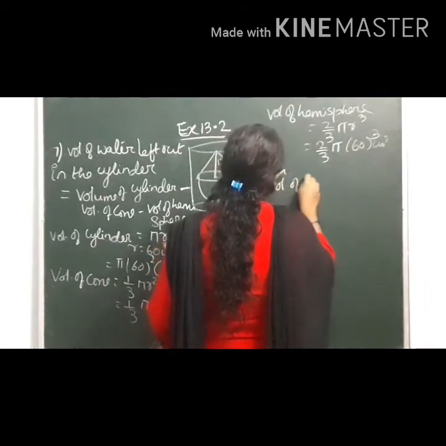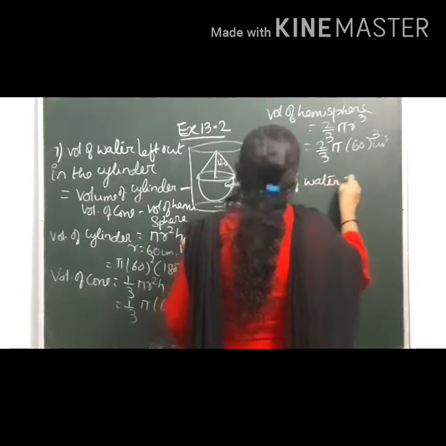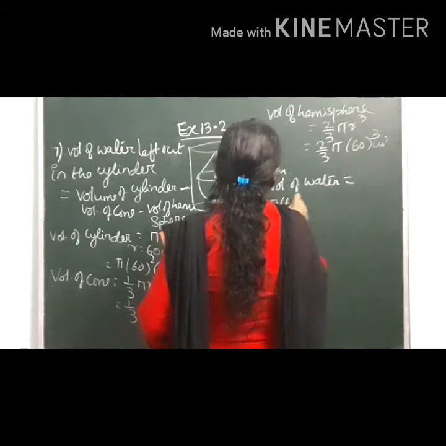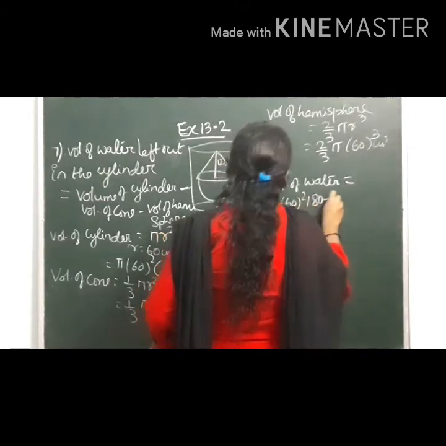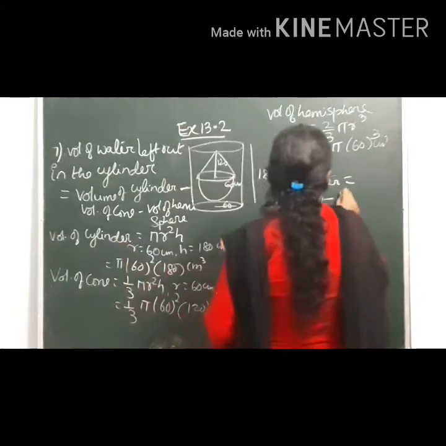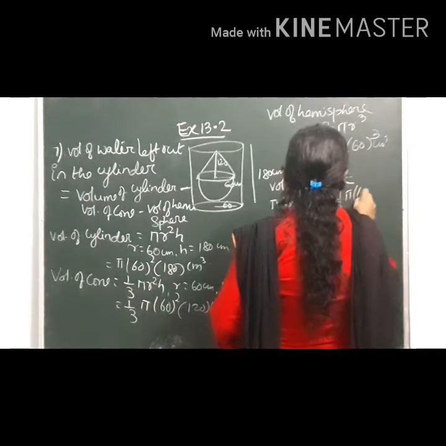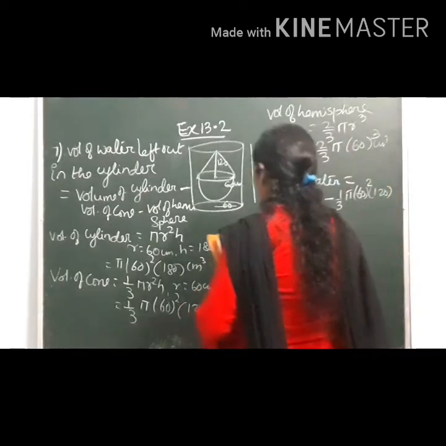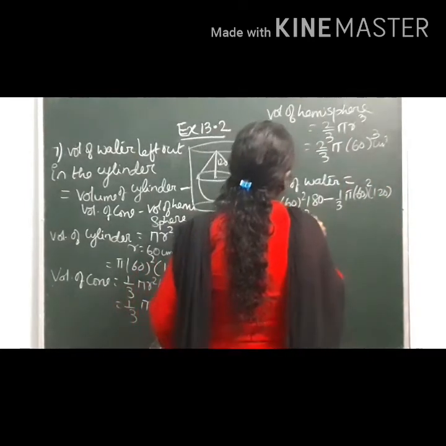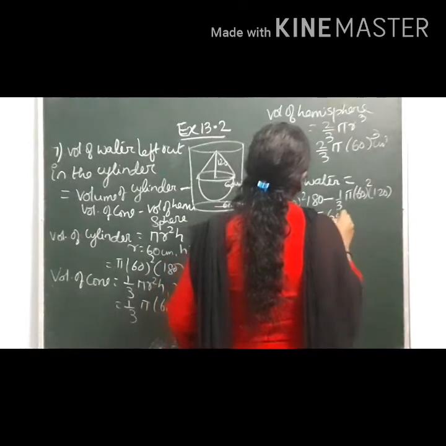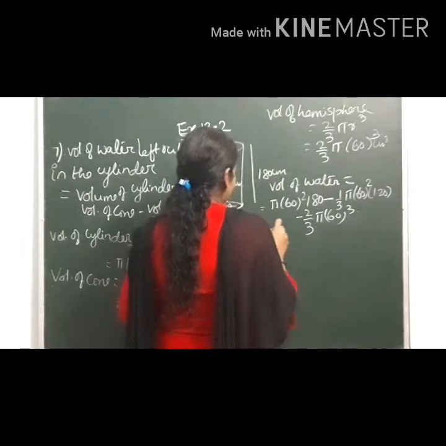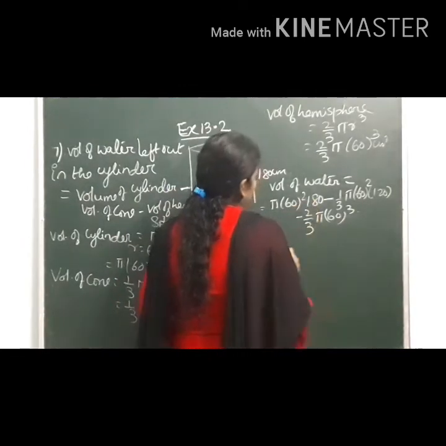So next, what is the volume of the water left over there? Volume of water formula as usual, that is volume of the cylinder. What is the volume of the cylinder? Pi 60 whole square 180 minus volume of the cone, 1 by 3 pi 60 whole square 120, minus 2 by 3 pi 60 whole cube. So what is common here? We will take common pi here, and 60 whole square also we can take common.